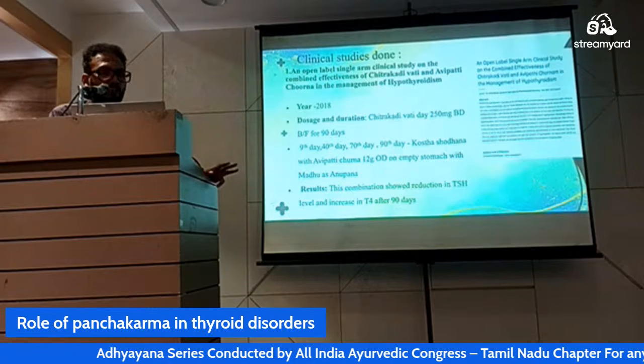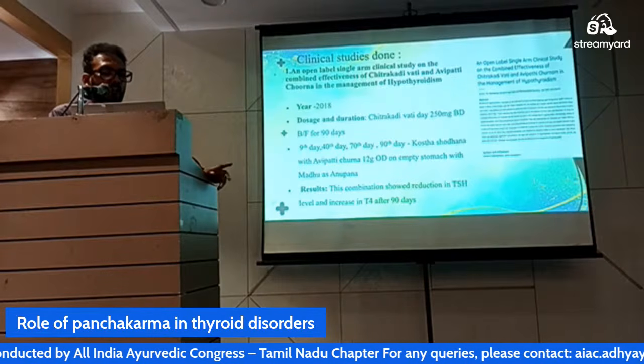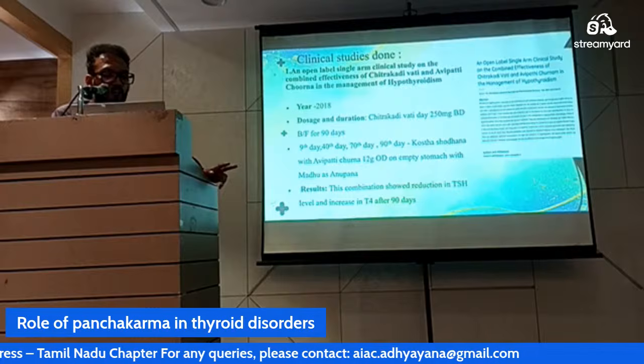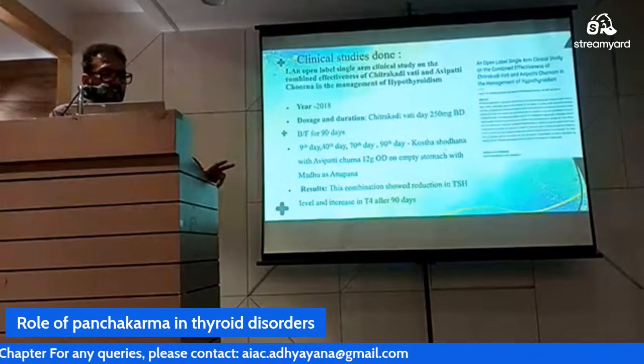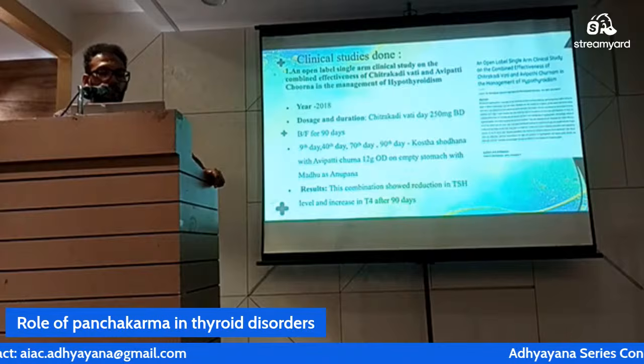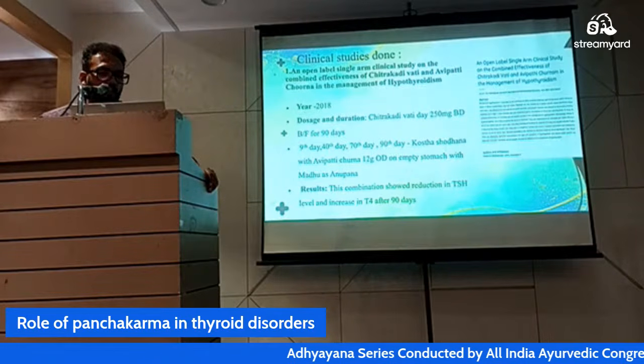Every 30 days, that is every month, he had to take Koshodhana once, and regularly he had to take Chitrakadivati. The results showed a reduction in TSH levels and an increase in T4 after 90 days. It will take some time if I start to explain this also as a case study, so I will share these articles in the group.